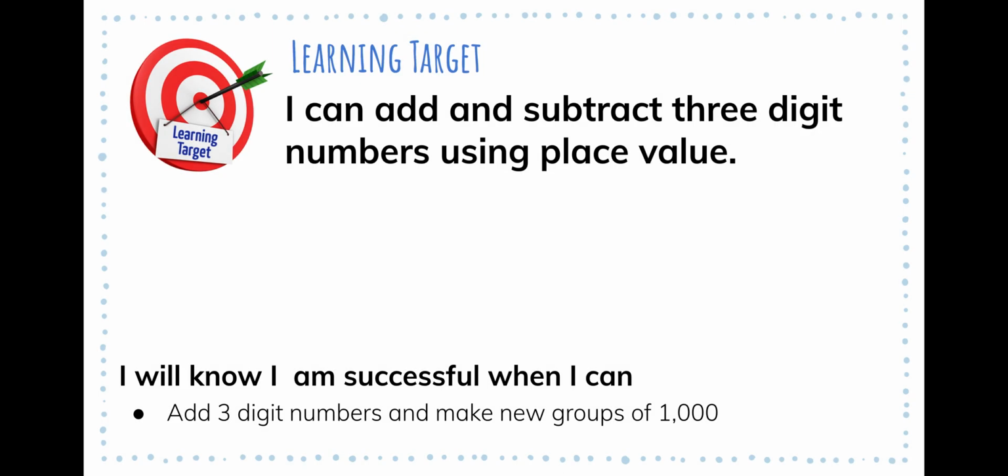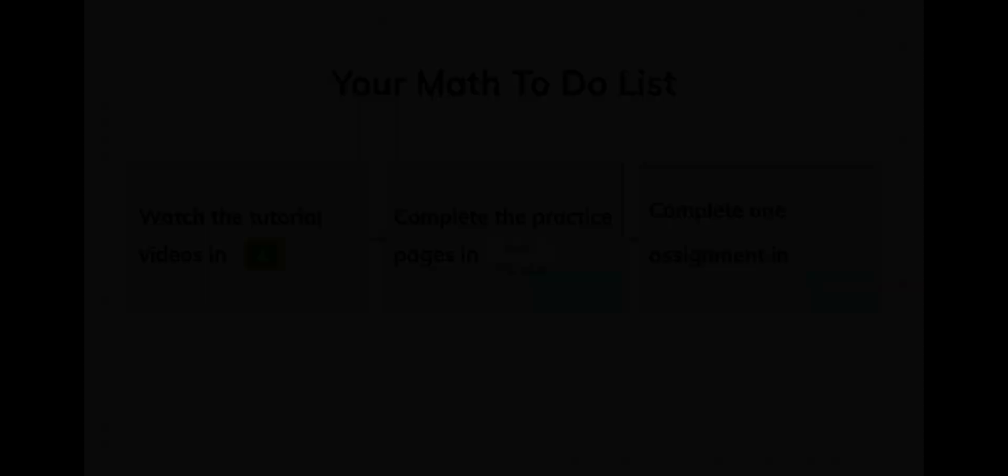Your learning target today was: I can add and subtract three-digit numbers using place value. Your success criteria was: I will know I'm successful when I can add three-digit numbers and make new groups of 1,000. And hopefully by now you've learned how to make new groups of 1,000.